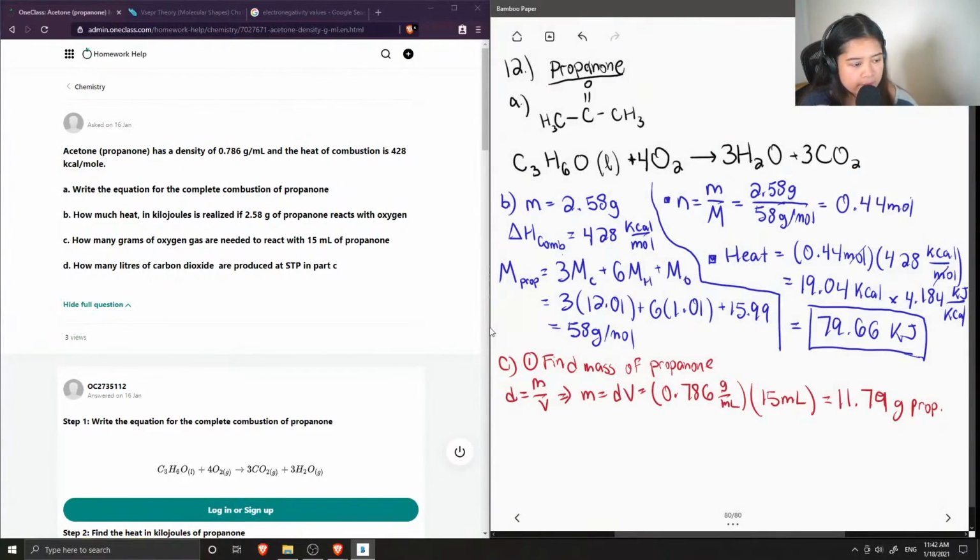I'm going to do it in a different color just so that it's more organized. But for the second step, we're going to find the number of moles of propanone. And again, number of moles is equal to mass over molar mass. So it's 11.79 grams, and we know the molar mass already is 58 grams per mole. So now to calculate the number of moles, we divide and get 0.2 moles of propanone.